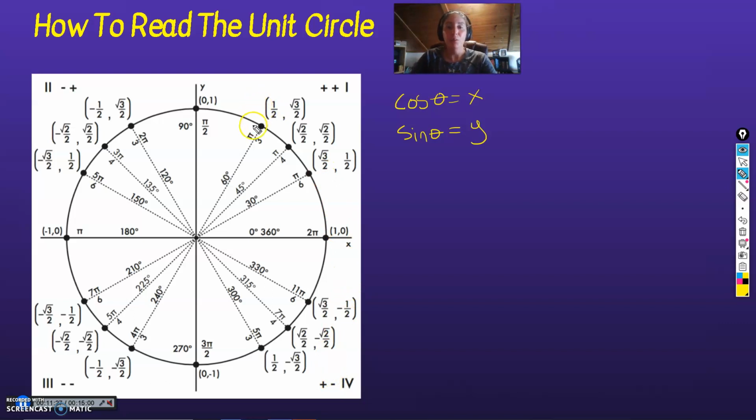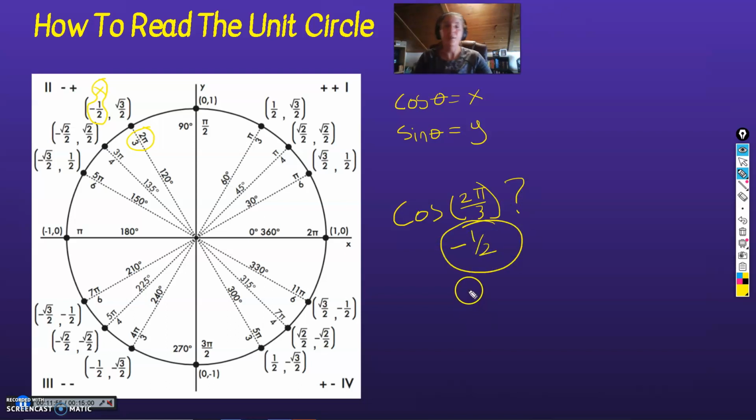Okay? So what if I asked you, what is the cosine of 2 pi over 3? Well, I go and I find 2 pi over 3. Oh, here's 2 pi over 3. The cosine, remember, is the x-coordinate. So the cosine of 2 pi over 3 is equal to negative 1/2. And done. There's no calculation to be done. I don't need to use my calculator. I don't need to use anything else. I simply read the unit circle.